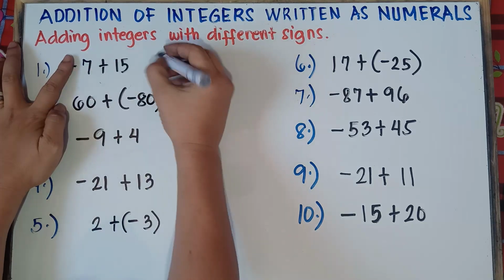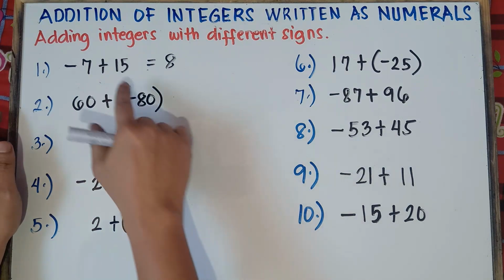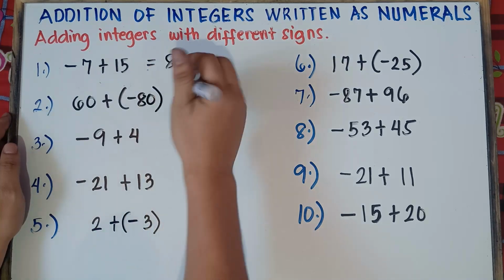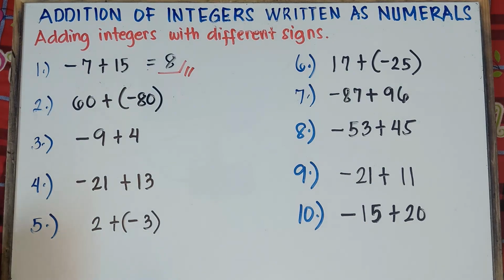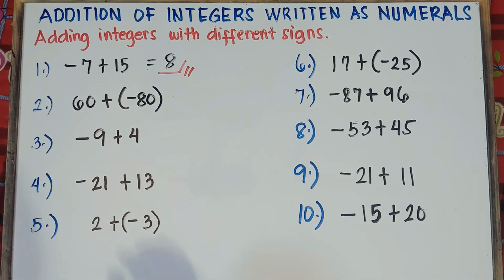15 minus 7, that is 8. And then simply copy the sign, class, of the larger number. Now 15 is greater than 7, we copy positive sign. Therefore, our answer is positive 8. That's it, class. That's the answer with regards to example number 1. Easy, right? So let's have example number 2.